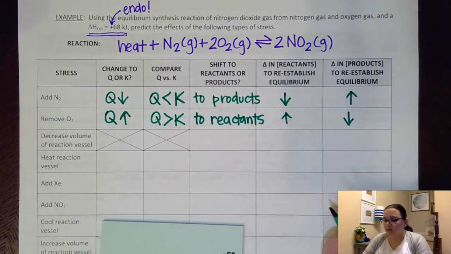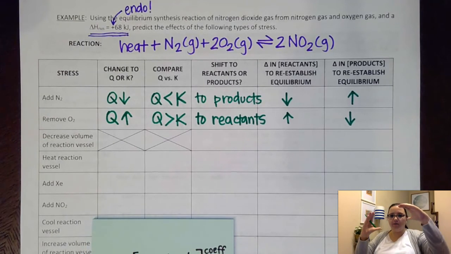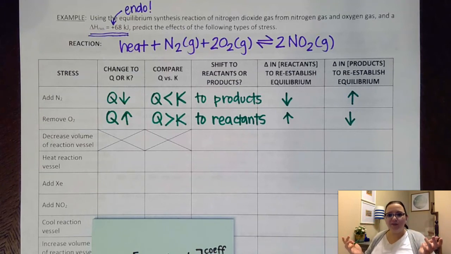Okay, next one, it says I'm going to decrease the volume of the reaction vessel. If I decrease the volume, that means I'm making my container smaller. Unfortunately, that would increase the concentrations of both reactants and products, so I have to think through this in a different way. I'm going to think about the number of moles. If I'm decreasing my volume, I would want to have fewer people at my party, so I would want to shift to the side that has fewer moles.